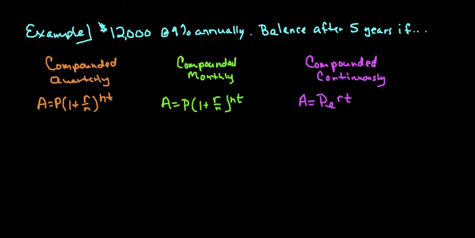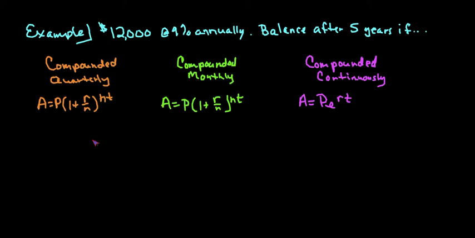Alright, let's take a look at an example here, and it's going to show us investing $12,000 at 9% annually, and they want to find the balance after 5 years, and we're going to look at three situations. One, where we compound things quarterly, second one, where we're compounding things monthly, and a third one, where we're going to compound things continuously.